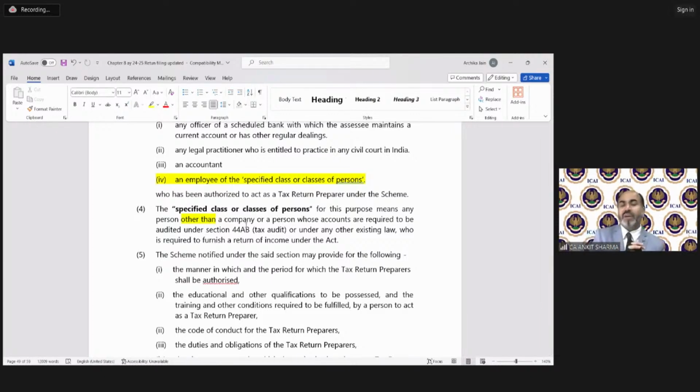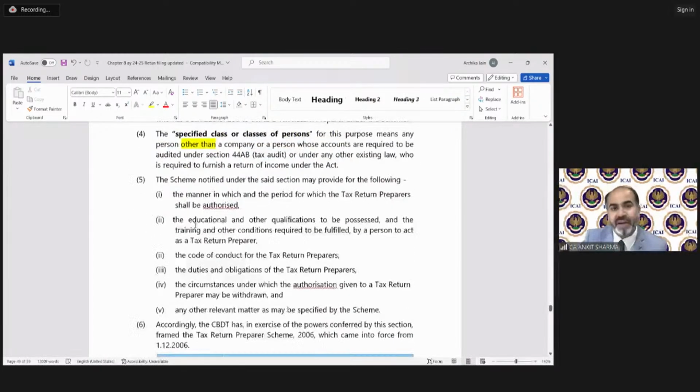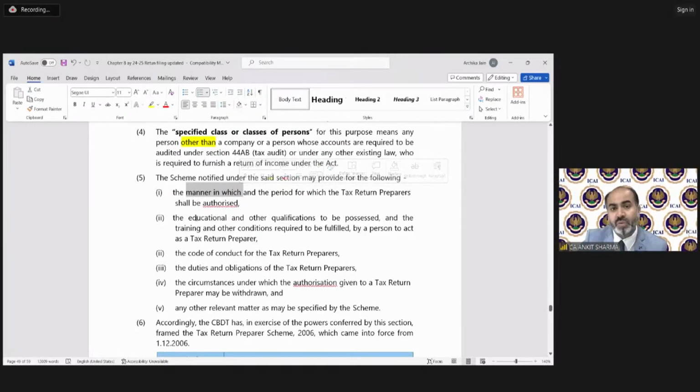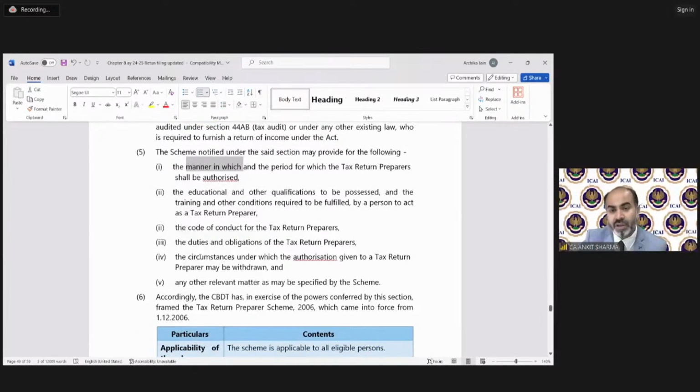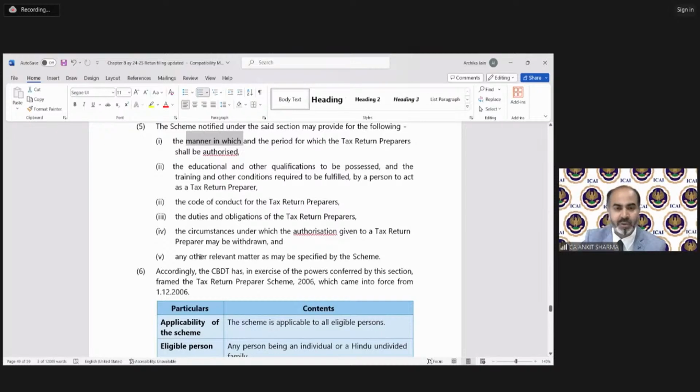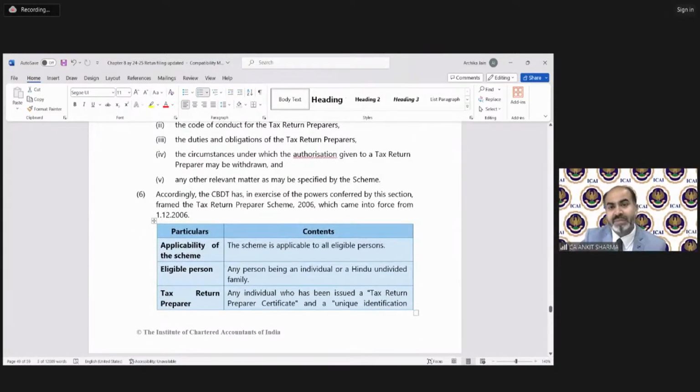So an employee of a company or an employee of an organization for which accounts are required to be audited can be appointed as a TRP, but any other employee except of the company or organization for which audit has been conducted cannot be appointed as a TRP. The scheme notified the manner, the educational qualification, the code of conduct, the duties of TRP, and the general procedure of work. Applicability: this scheme is applicable to all eligible persons.